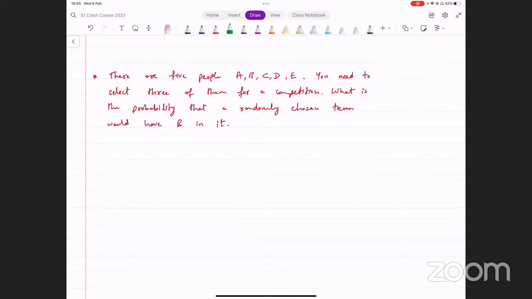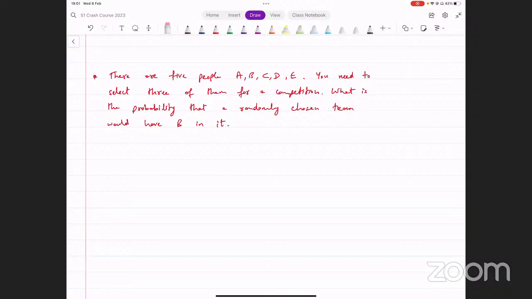There are 5 people, A, B, C, D, E. You need to select 3 of them for a competition. What is the probability that a randomly chosen team would have B in it? Now you've got probability along with permutations and combinations, right? So you also have to take care of this probability now.